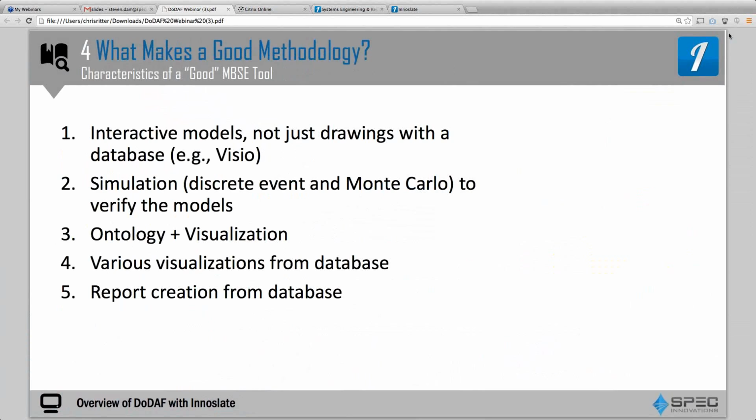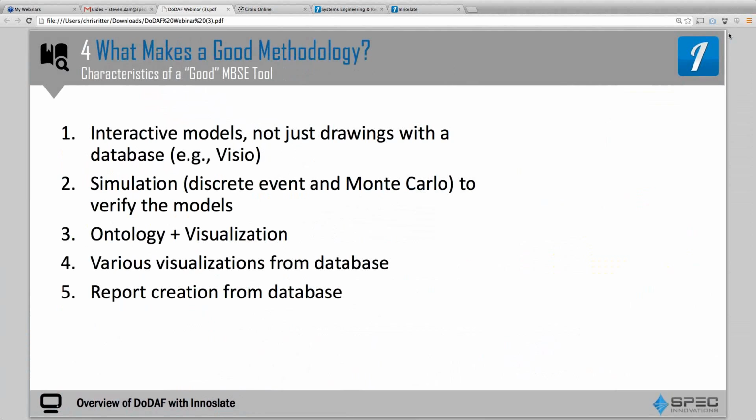I need discrete event, and I need Monte Carlo because there's heavy variability in many of the time dimensions and other dimensions of the problem. So I need to make sure I have that ability to run it many times through to see what would really be the impact of those distributions.